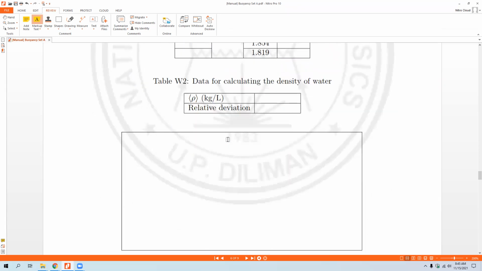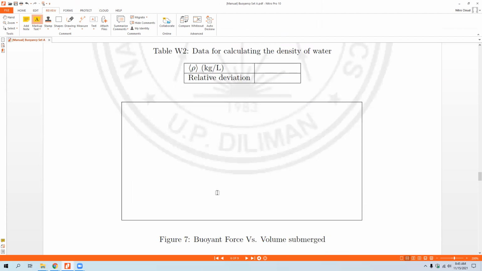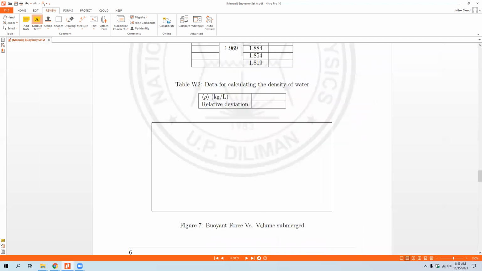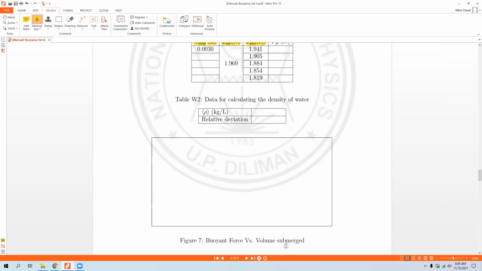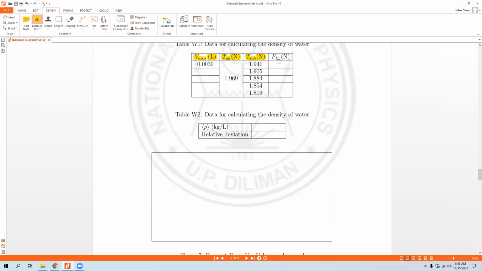Next, table W2 and a graph. So, related itong dalawa and they will use the same data points. Buoyant force versus volume submerged. So you have a submerged volume. Actually, displaced volume pwede rin, di ba? Kasi we described earlier how these are equal. So you will be plotting this buoyant force versus your displaced volume.